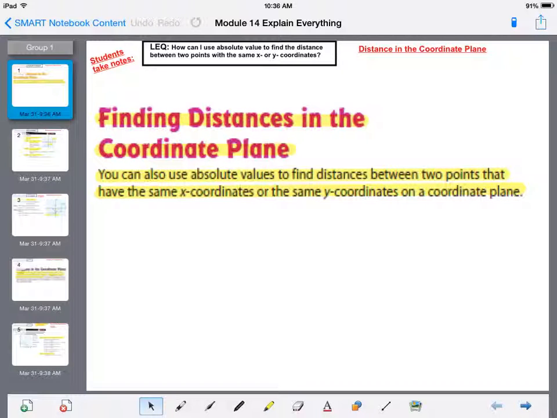Hi guys, and welcome to Module 14, where we're talking about distances in the coordinate plane. When you are finding the distance in the coordinate plane, you can also use absolute values to find the distances between the 2 points that have either the same x coordinates or the same y coordinates on a coordinate plane.